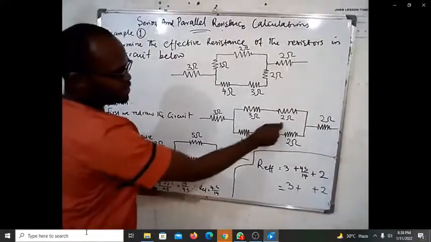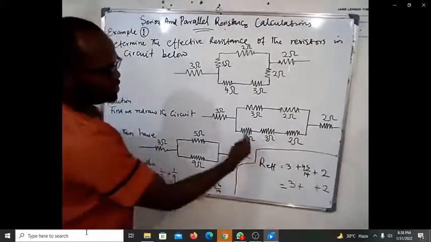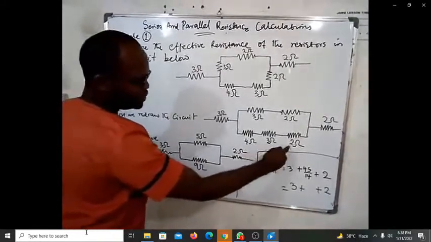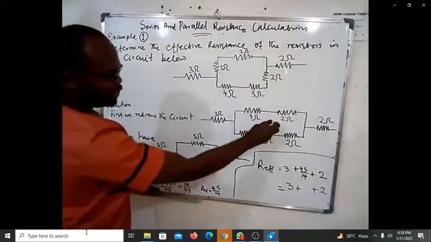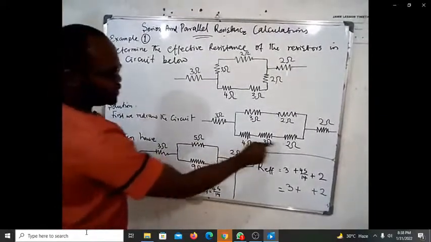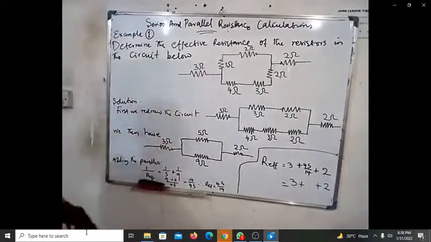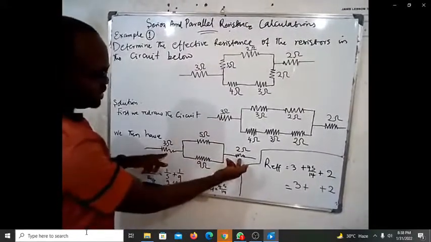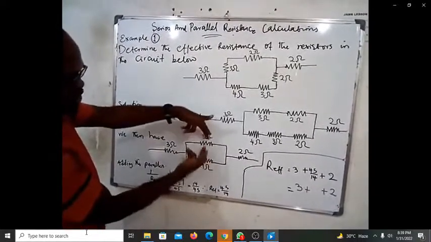This is in series with this, so you can simply add up: 3 ohm plus 2 ohm is what? 5 ohms. These three resistors are also in series, so you have 4 ohm plus 3 ohm plus 2 ohms. You have what? 9 ohms. So we've now reduced this circuit to this. This plus this is 5 ohm, this plus this is 9 ohms. So we still have the 3 and the 2 ohm resistor. So now you have 2 resistors in parallel, whereas these other ones are in series. So you find the effective resistance of these 2 different resistors.